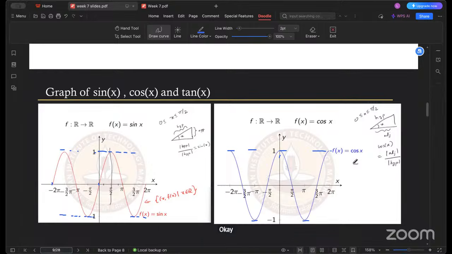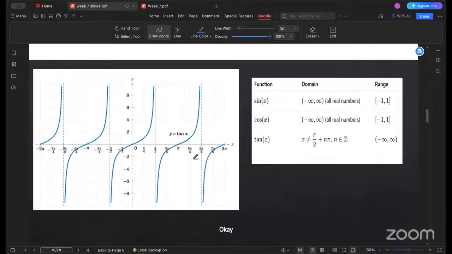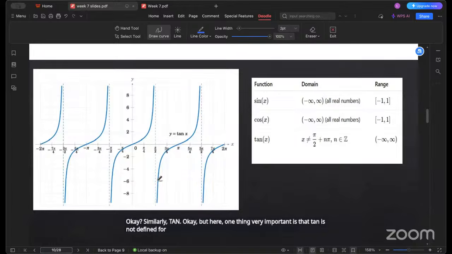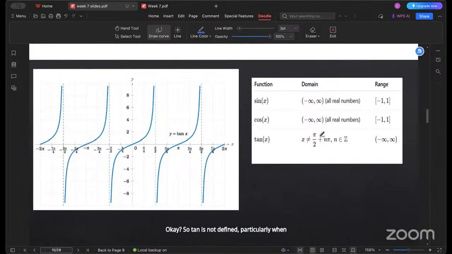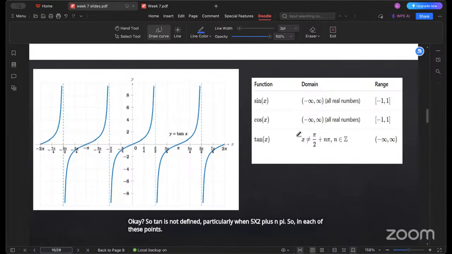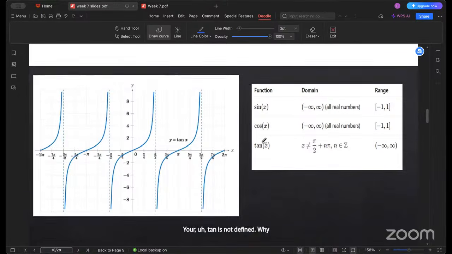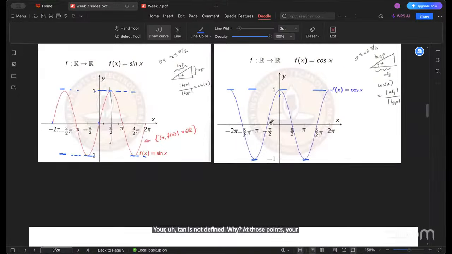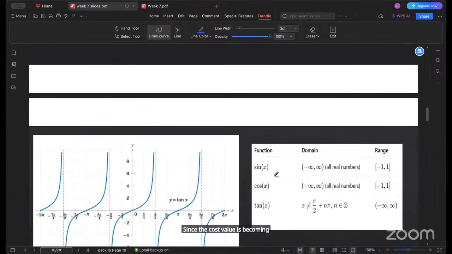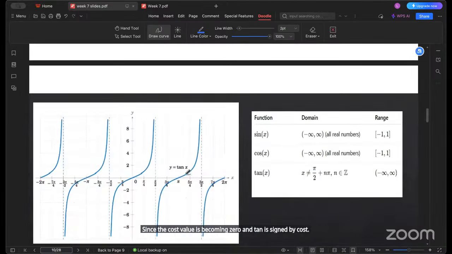So cos and sine, they are 2 pi periodic. Similarly, tan. But here one thing very important is that tan is not defined for all points. So tan is not defined particularly when x is pi by 2 plus n pi. So in each of these points, your tan is not defined. Why? At those points, your cos becomes 0.